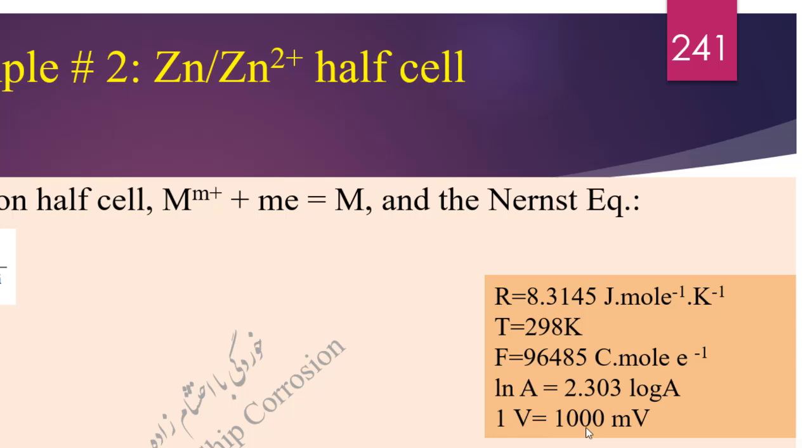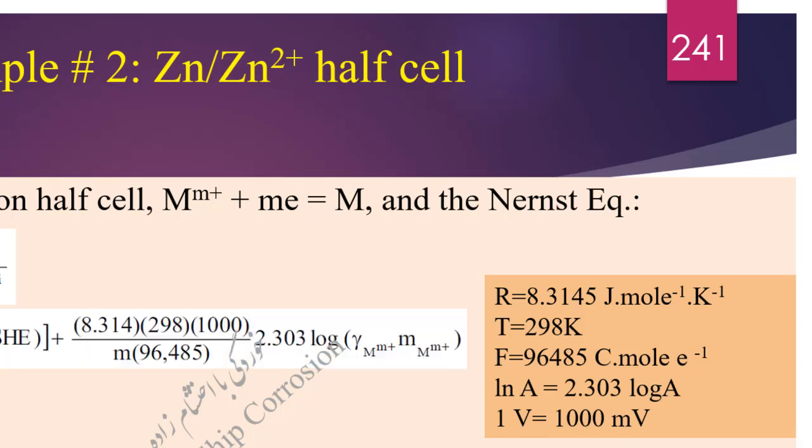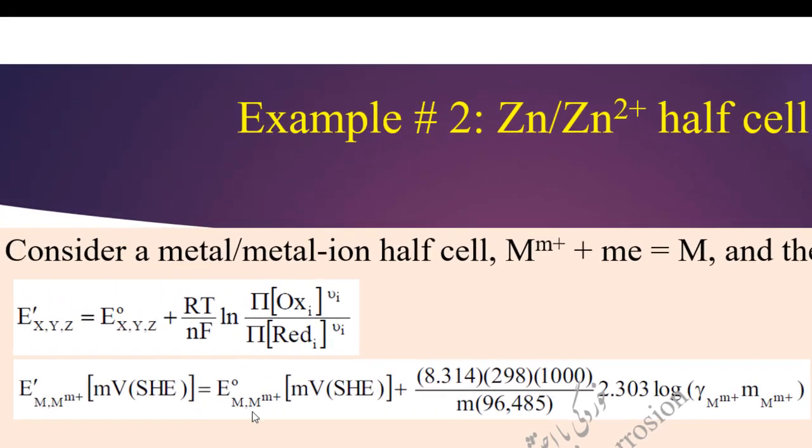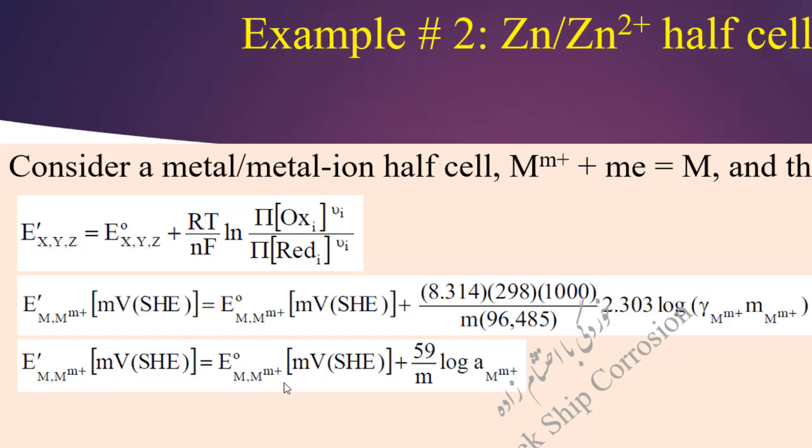and 1 volt is 1000 millivolts. Then the non-standard potential equals the standard potential plus 8.314 times 298 times 1000 over n times 96,485 times 2.303 logarithm of the activity of M^n+. That is the product of the activity coefficient times the concentration of the M^n+ cations. Non-standard potential equals standard potential plus 59 over n logarithm of the activity of M^n+.